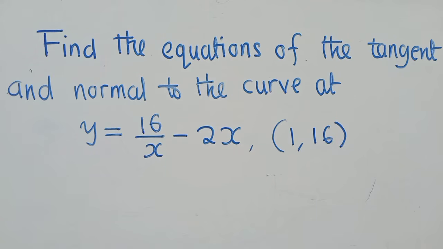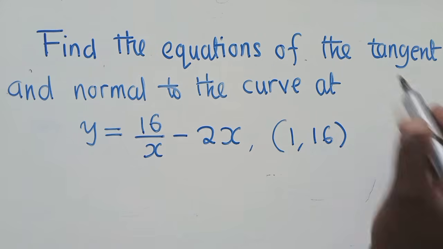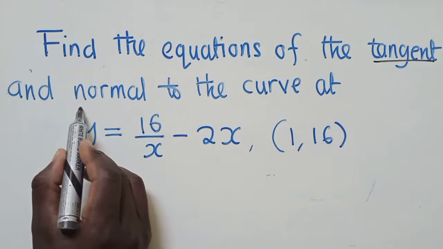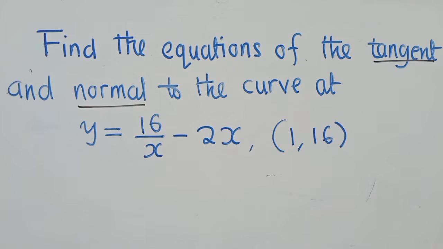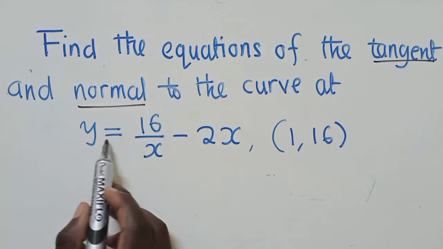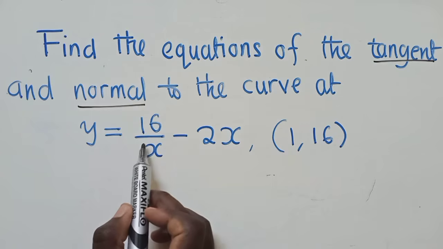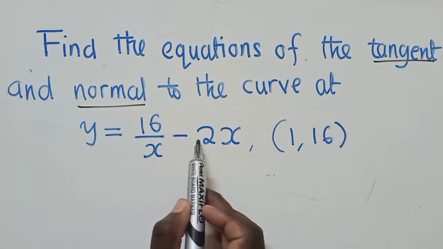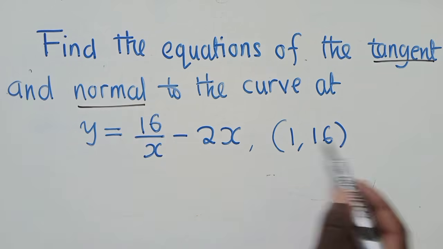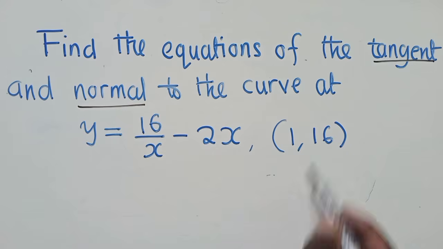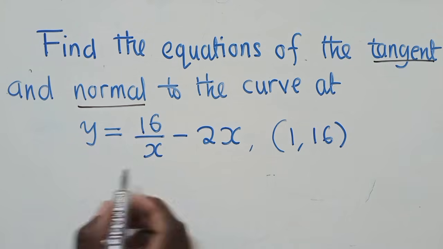All right, so I've got this question here. Find the equations of the tangent and normal to the curve y is equal to 16 over x minus 2x. And the point is right here, (1, 16). So how do you find this one?